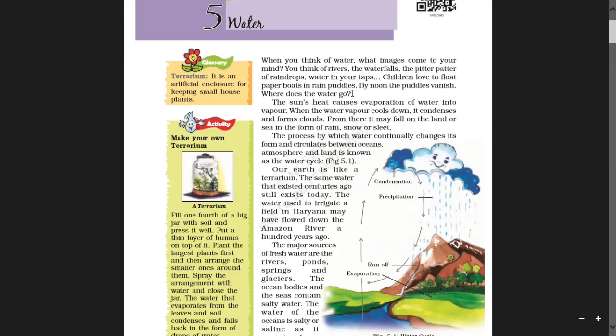So by noon the puddles vanish, means in the afternoon, boys, that small pool of liquid disappeared completely. So where does the water go? As it has vanished, there is no liquid, no water there. Where does the water go?